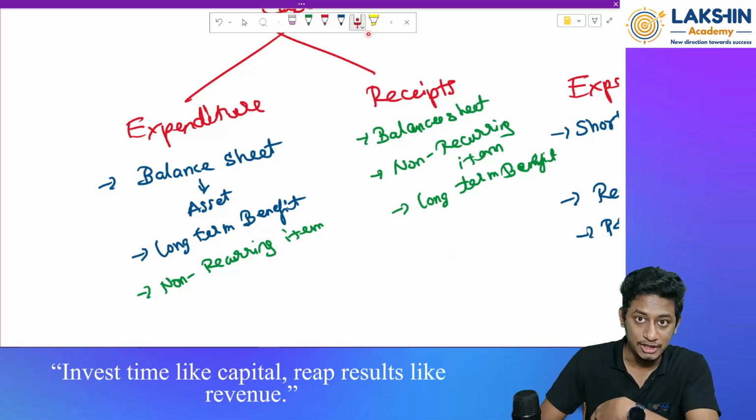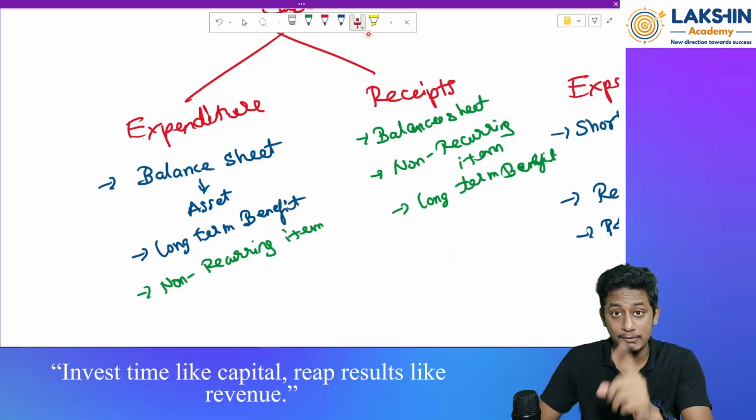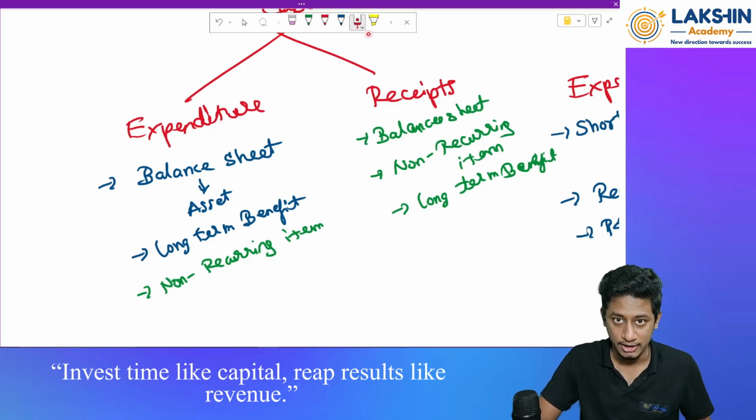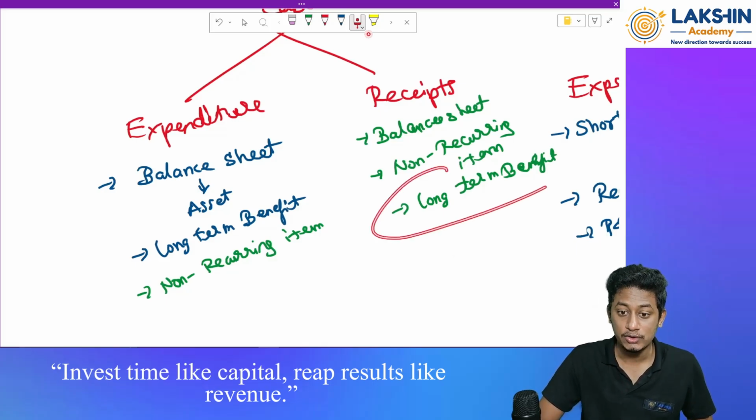Capital, whatever is invested into the business, will it be withdrawn tomorrow? No, it will be in the business till the business comes to an end, right? That's why we call it capital. So it will again give me a long-term benefit. Done? Next.